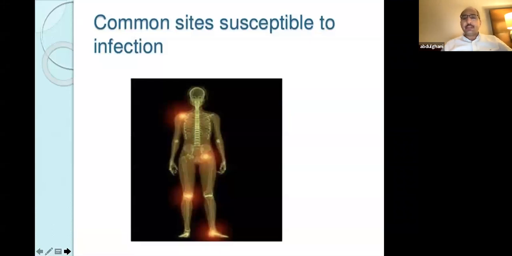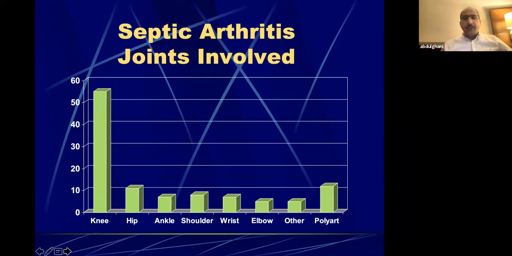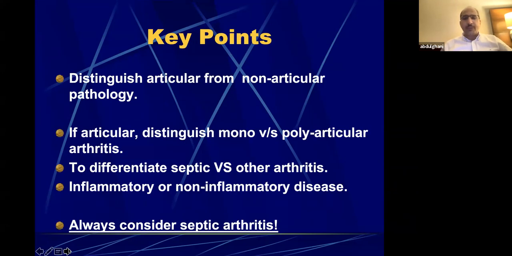Every joint can get infected, but commonly the shoulder, hip, knee, ankle, or maybe elbow are affected. But the knee is the leading one in terms of incidence. And simultaneously, you must remember the polyarticular incidence is quite significant as well, so you should remind yourself about that fact.